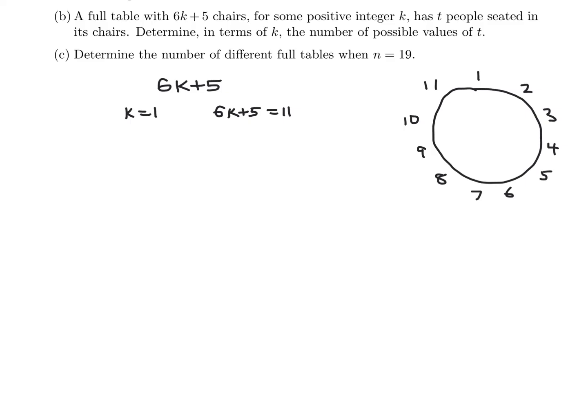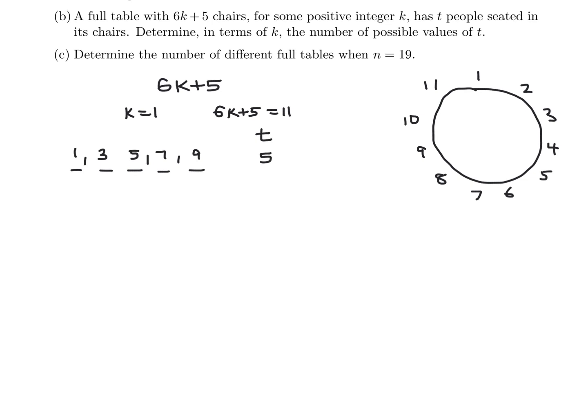Now let's see here. What are we going to do here? The problem says t people are seated in its chairs. Determine in terms of k the number of possible values of t. Okay. Well, one scenario is you just jump 2. So 1, 3, 5, 7, 9. Yeah. If I put people at 1, 3, 5, 7, 9, that would satisfy. And then how many people did I put? Which is t, right? T people. So how many people did I put? Well, 1, 2, 3, 4, 5 people.